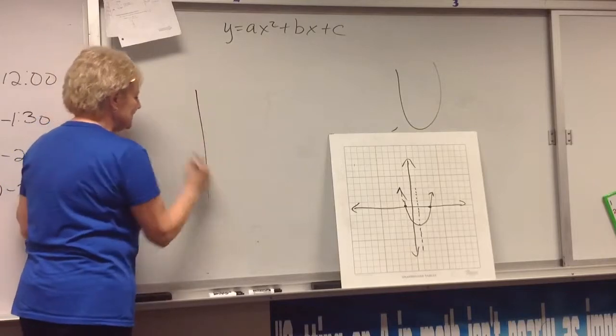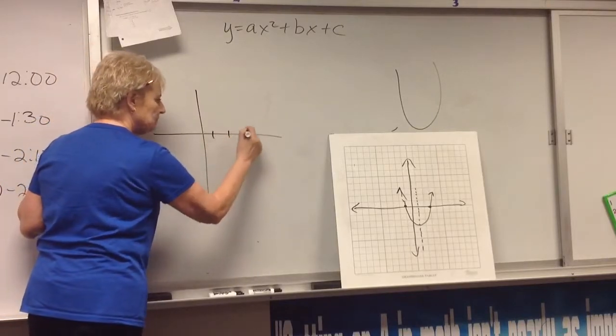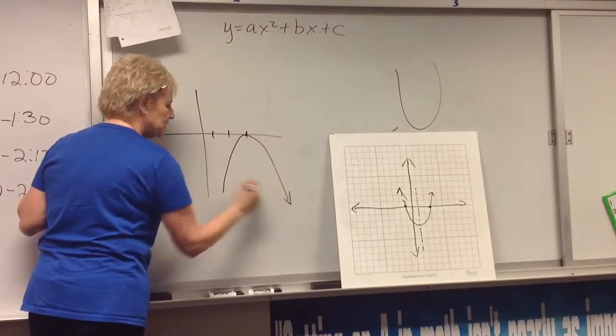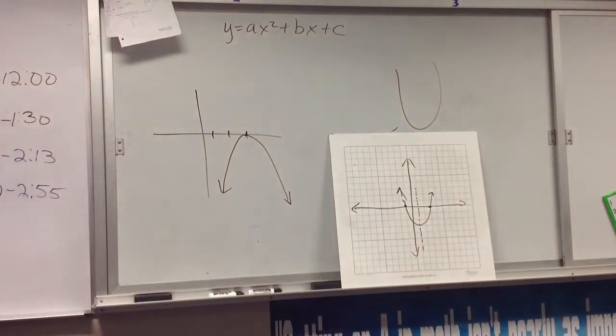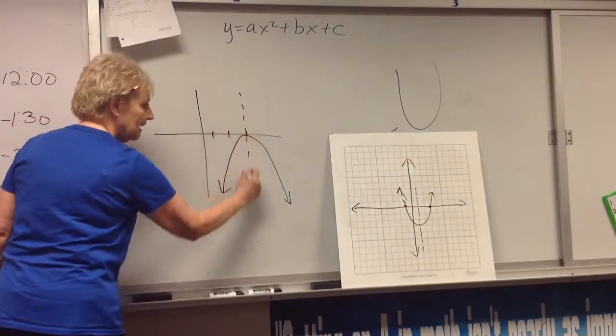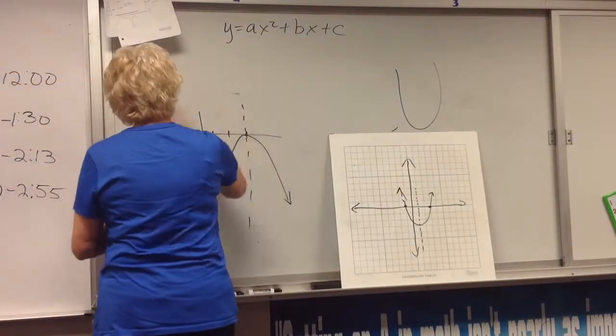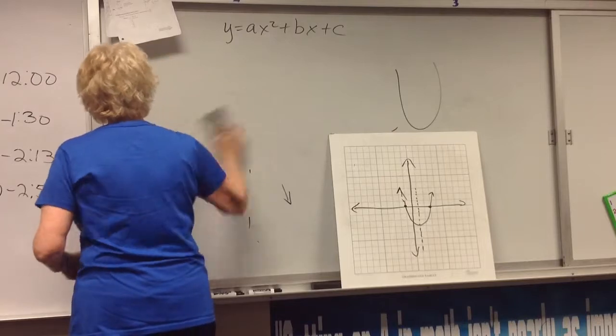What if I had this, and I said, what is the axis of symmetry? 3. It's 3, right? The vertex goes through the center. Okay. Doing so far so good.